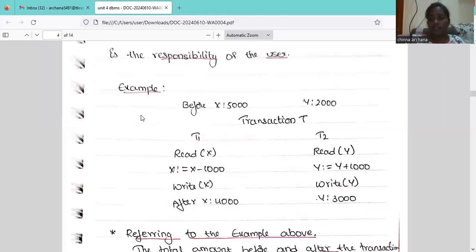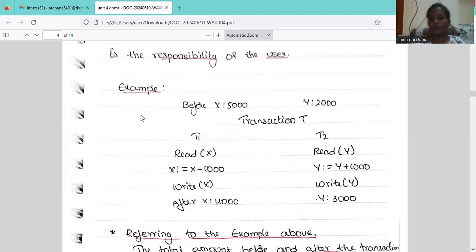Okay. Now, after the transaction, check what is the value of X? 4,000. And after the transaction, what is the value of Y? 3,000. Okay. Again, sum it up. What will we get? 7,000. Okay. So before the transaction, what was the summation of two accounts? It was 7,000. And after the transaction also, if you sum up X and Y, what are we getting? 7,000. That means we are neither getting money from a third account, nor losing a single rupee from our account.